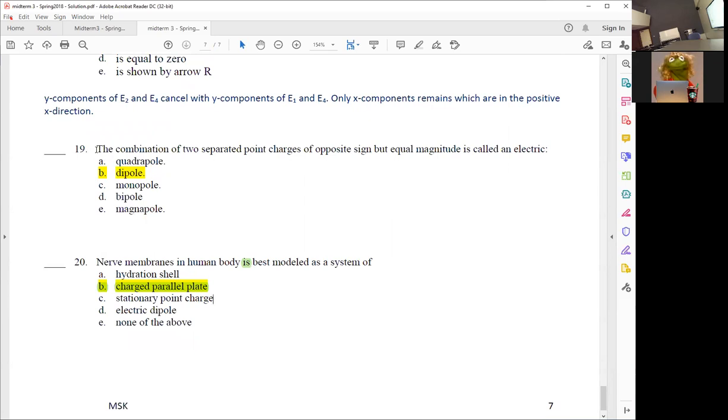Question 19: the combination of two separate point charges of opposite sign but equal magnitude is called an electric dipole. Now, it's more like we said, a shift between the center of positive charge and negative charge, rather than two point charges. But anyways, you get the idea. So this is then an electric dipole.